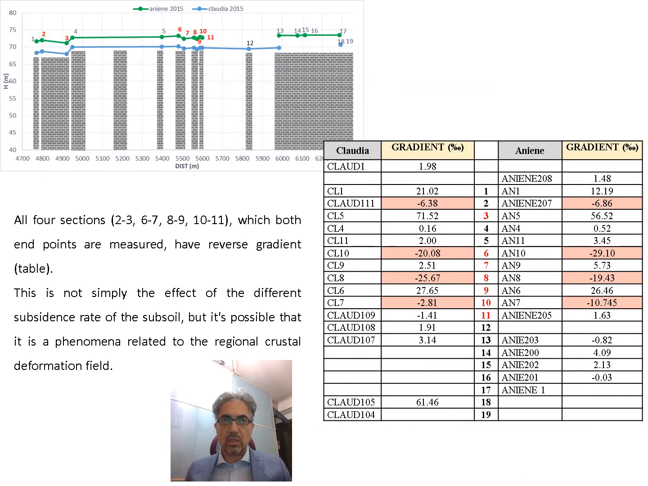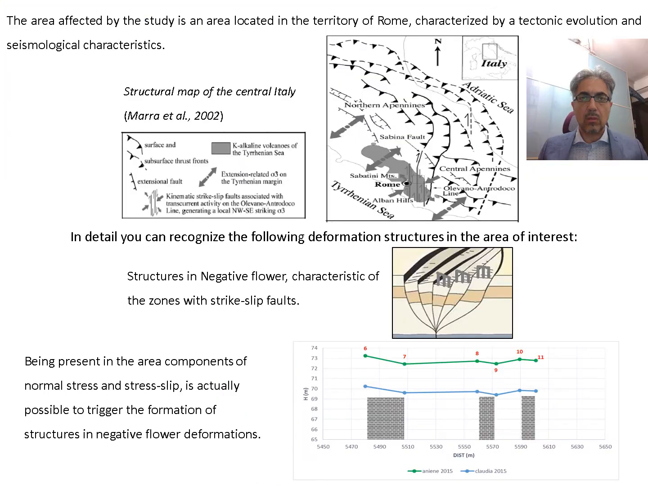Sections 2, 3, 6, 7, 8, 9, 10, 11 have an inverse gradient. This cannot be the effect of only subsidence, but probably a phenomenon related to the regional crustal deformation field. In this image, we can see more clearly that the deformation field hypothesized for this area may have caused precisely this type of deformation, with the inversion of the slope of the individual sections of the aqueduct.